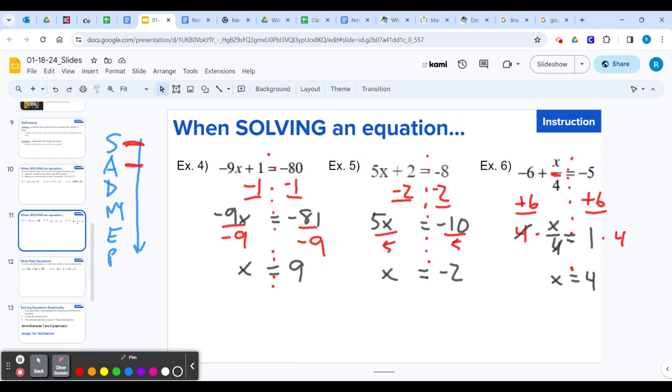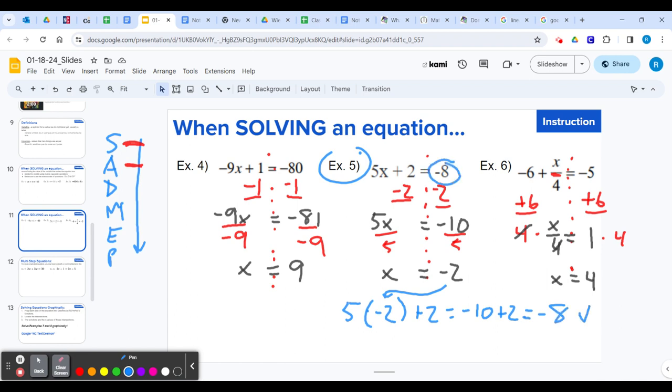And with all of these, if we plugged these back into our equation, we'd find that we would get the answer we're looking for. Let's take it with example 5. If we take 5 times negative 2 instead of x, plus 2, we would get negative 10 plus 2, and that equals negative 8, which is exactly what we want here. So that is true. We can count that as correct.